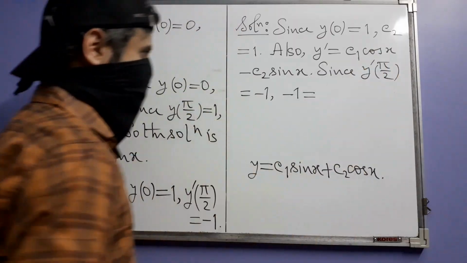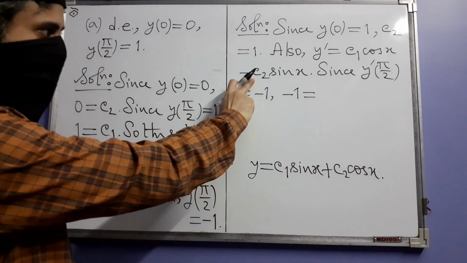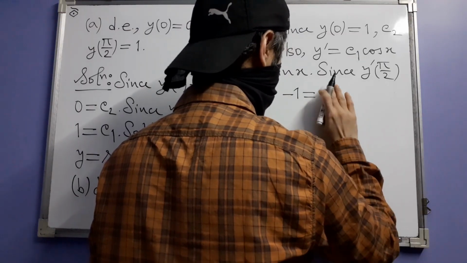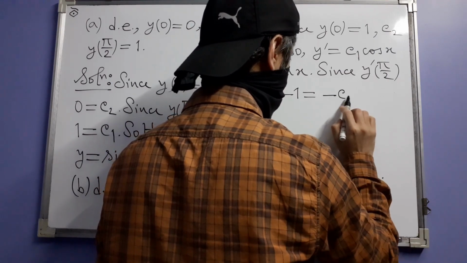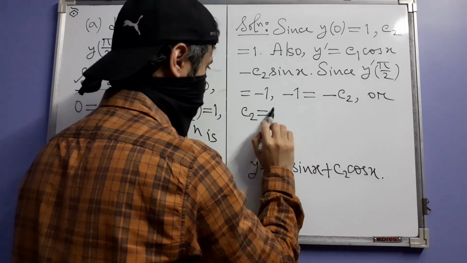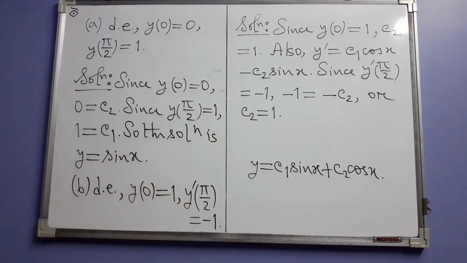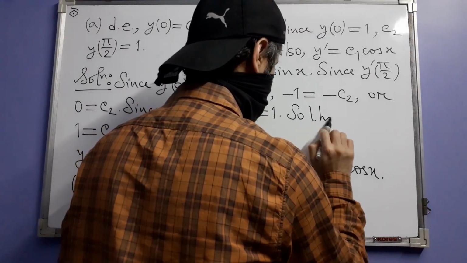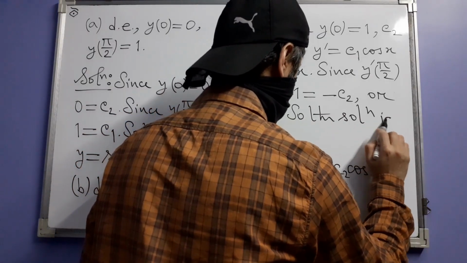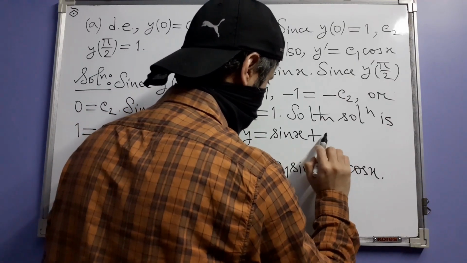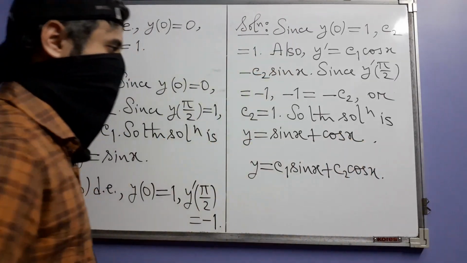So now what shall we get? This term will vanish because cos pi over 2 is 0 and that one will remain, that is minus C2, or from this we get C2 equal to 1. Okay, so both C1 and C2 are equal to 1. So the solution is y equals sin x plus cos x.